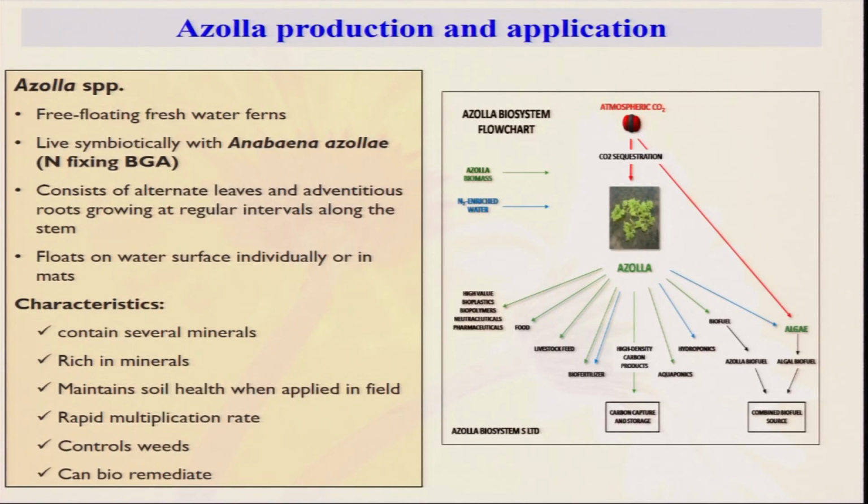This is the azolla production. It is a free floating form, it contains several minerals and also improves soil health and controls weeds. These are also used as feed for livestock, as biofertilizer and for different types of use. So, this azolla culture is very much needed in organic farming, where we cannot apply nitrogenous fertilizer like urea and DAP. All these small interventions help. It may give 20 to 30 kilo nitrogen, but in organic farming even 20 kilo nitrogen per hectare, with a very easy, cheap method, is always advisable to make your farming system a sustainable one.